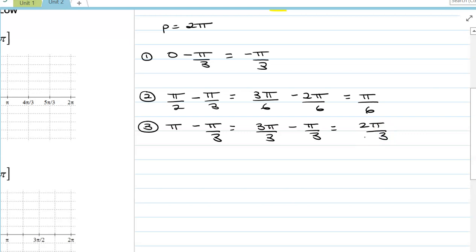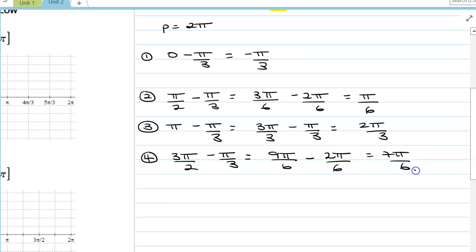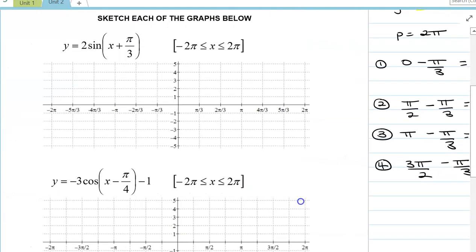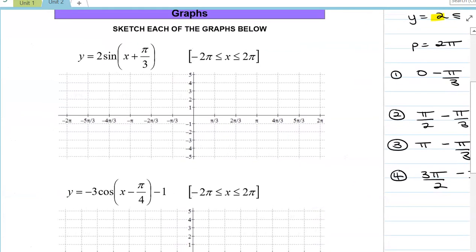And of course, then we've got another feature at 3 pi upon 2. And we subtract the pi upon 3, so that gives us 7 pi upon 6, because that's 9 pi upon 6, take away 2 pi upon 6, which is 7 pi upon 6. And I could keep going, because remember the thing about this graph is it repeats itself. Now you need to just get the main key points where you're going to place them on the graph, and then the next step is just to follow the repeated pattern.